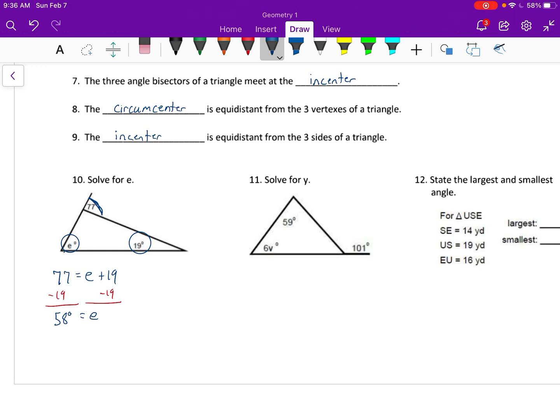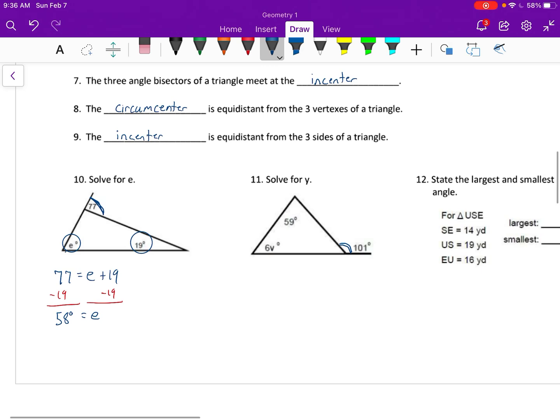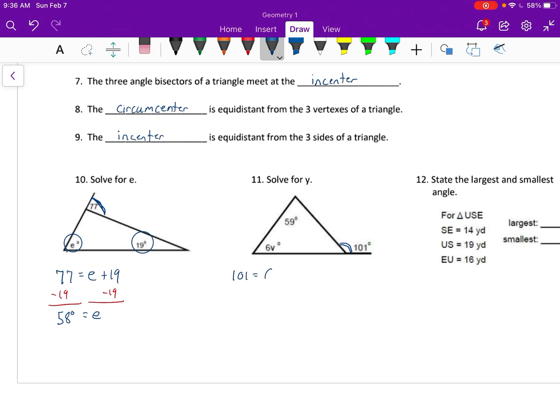Next one's the same concept. This 101 degrees is supposed to be this angle here. So we know from the exterior angle theorem that 101 is equal to 6V plus 59. We can subtract 59 from both sides. And we get 6V is equal to 42. Divide both sides by 6, and you get V is equal to 7. So this says solve for Y. I'm guessing that this got cut off here, and this was supposed to be a Y, so we actually used V. I apologize.